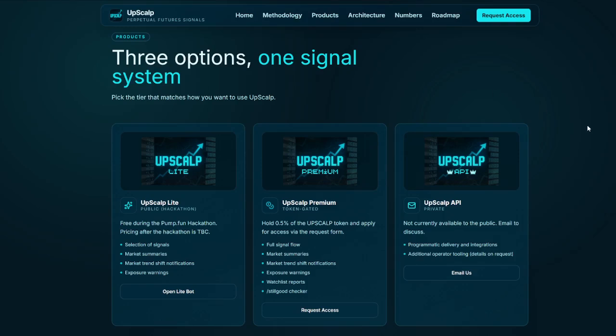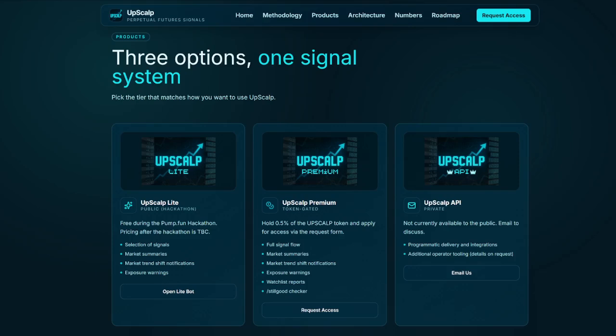There's 3 versions of it, or 3 products under the UpScalp banner. We have a light bot that is available publicly during the hackathon. So PumpFun extended the hackathon today for another week. So at least for the next week, I'll be making this freely available. I actually enhanced it today. That was one of the things that I pushed this morning.